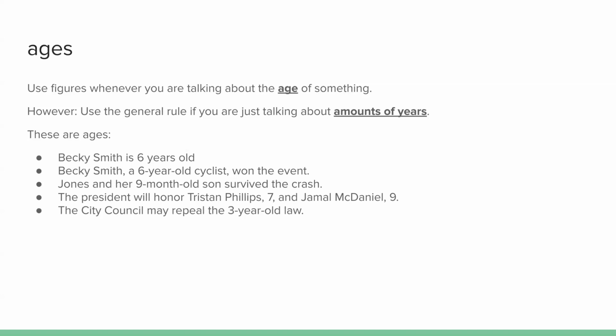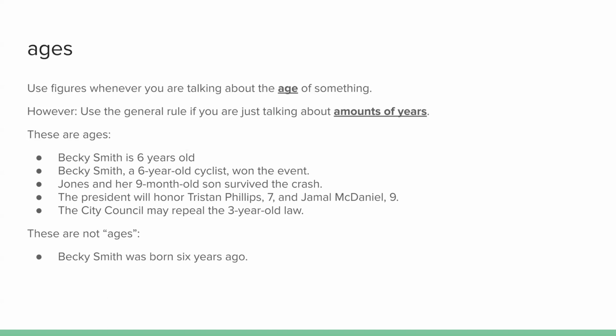City council may repeal the 3-year-old law. Again, now it's not talking about the age of a person, but it's talking about the age of a thing, and it's using that year-old phrasing, okay? Those are all examples of ages. These are instances where the sentence is merely describing the number of years since something happened. We're not using that phrase years old or something along those lines.